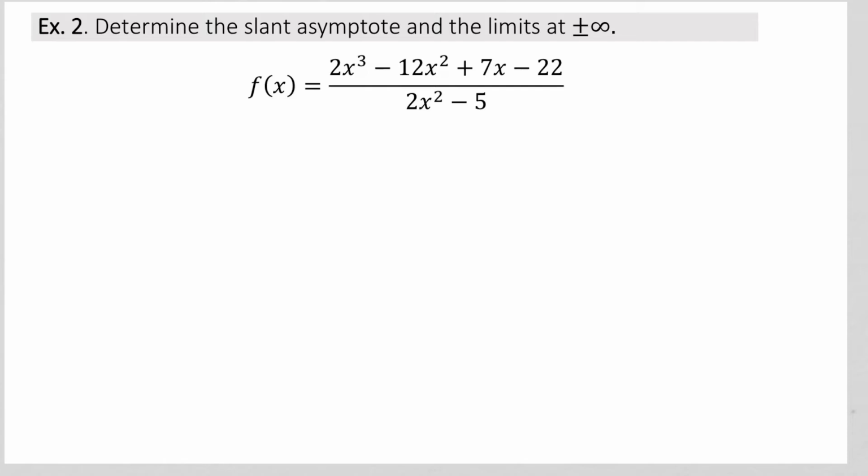In this example, we have the case where the numerator is 1 degree higher than the denominator, which means we're going to have a slant asymptote. So we want to divide the denominator into the numerator.